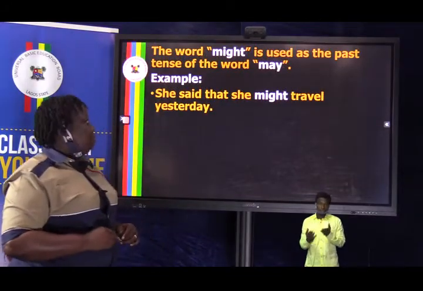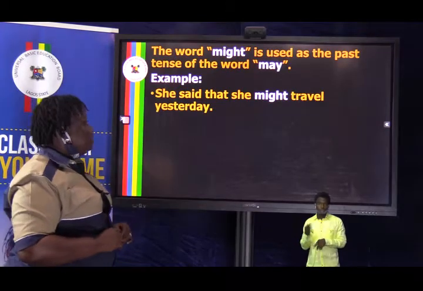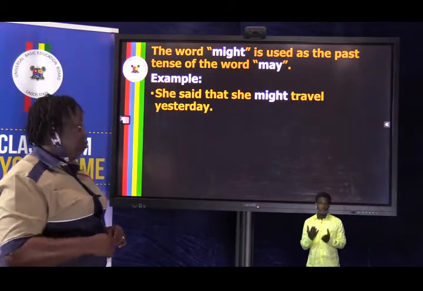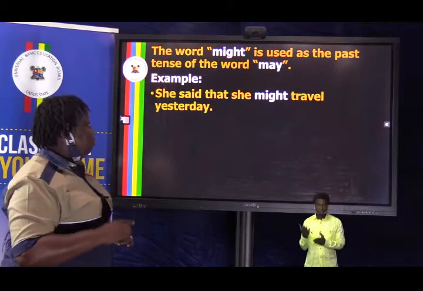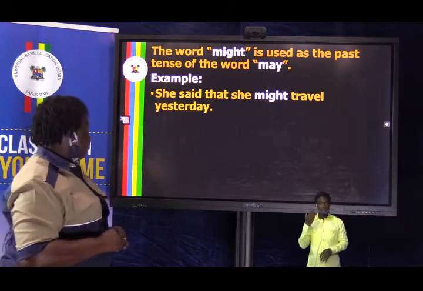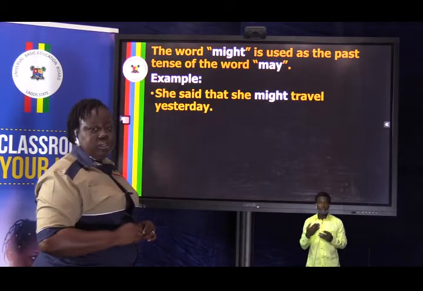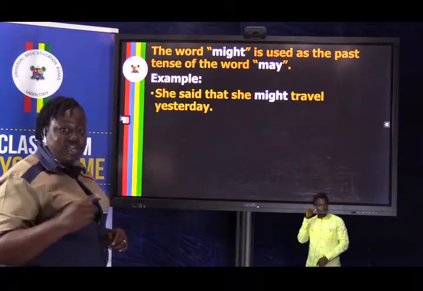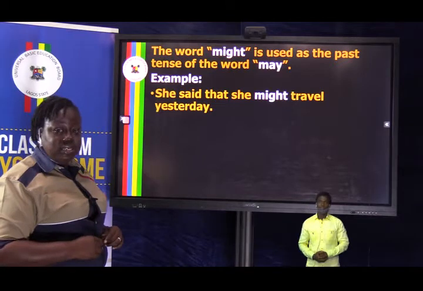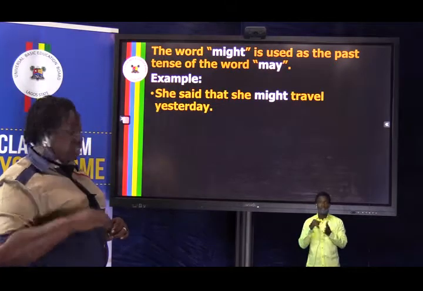The word might is used as the past tense of the word may. May, might. Might is the past tense of may. Look at this example. She said that she might travel yesterday. She said that she might travel yesterday, expressing it in the past tense.